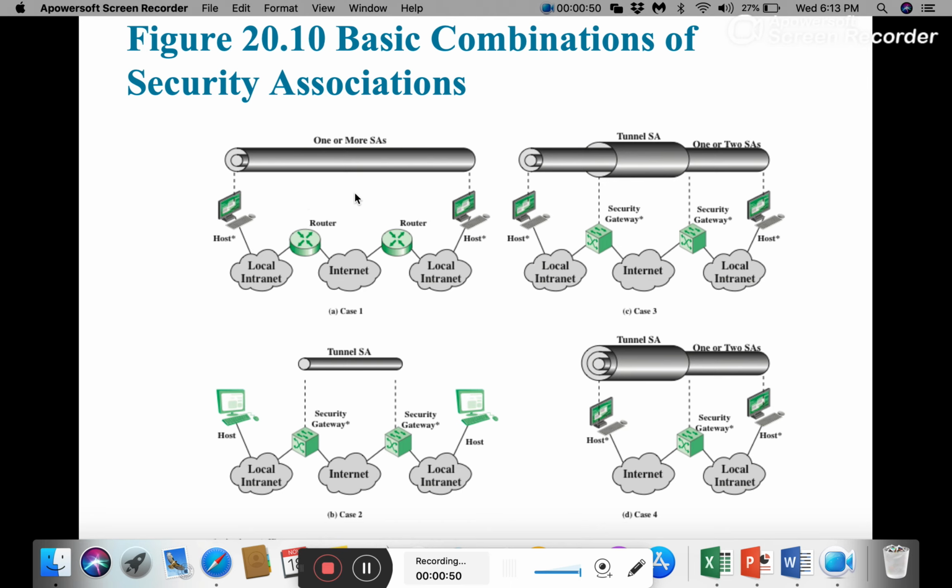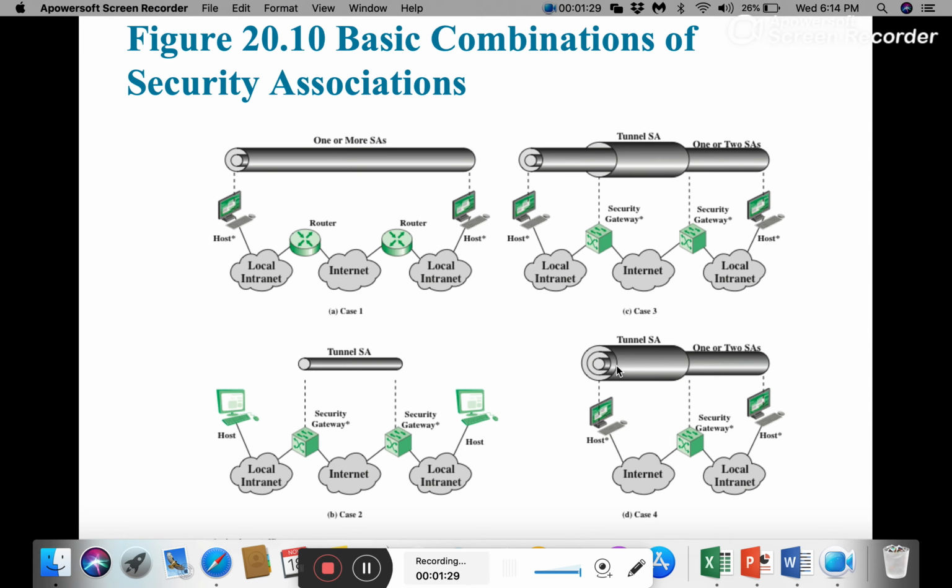So between two hosts you can have transport mode or tunnel mode, any mode you can use, but preferably we use transport mode, because tunnel mode has no added advantage over here. And you can combine AH or ESP on it. And here in case 3, between hosts you can have transport or tunnel, but between gateways you always have tunnel mode. Between gateway and host there is tunnel mode. Only host to host you can have transport mode.